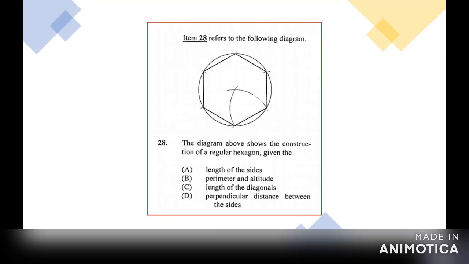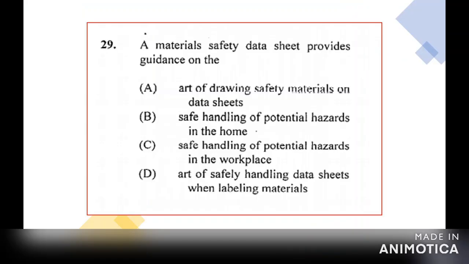The diagram above shows the construction of a regular hexagon given the length of the sides. Okay, the length of the sides. Once you have one length of the sides, you should be able to draw the others. Number 29, a material safety data sheet provides safe handling of potential hazards in the workplace. So the safety data sheet would give you information on what to avoid, what you should wear, what you should do, and so on. Okay.